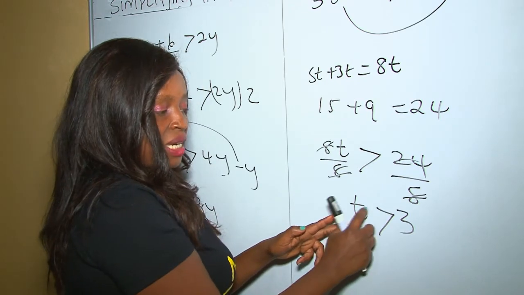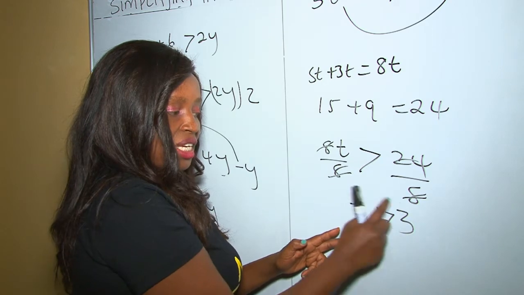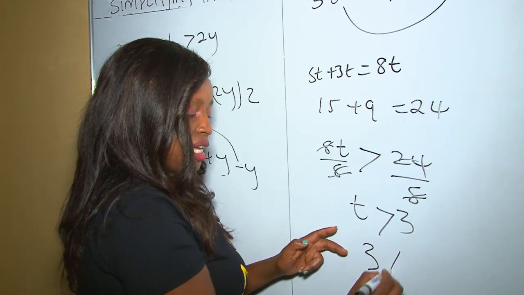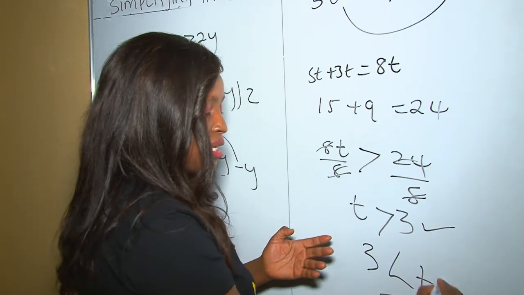So t is greater than 3, meaning 3 is less than t. So this answer can as well be written as 3 is less than t. The two answers are correct answers.